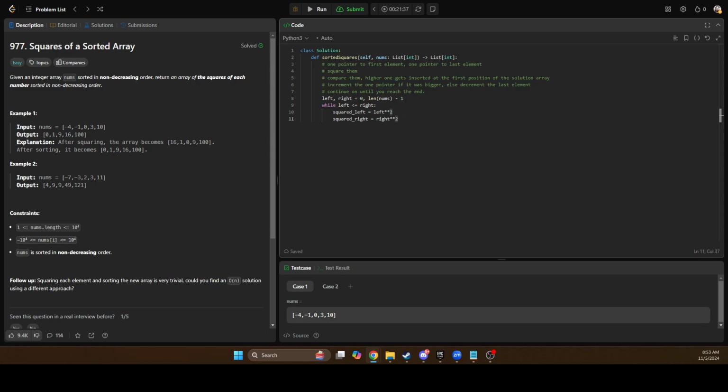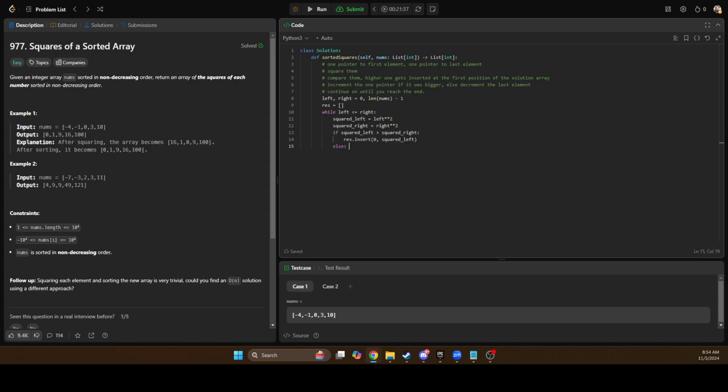If squared left is greater than squared right, we're going to have a res, res equals empty array. We're going to res insert 0 at the 0 position, squared left. But in all other cases, if it's equals, it doesn't matter. And if it's less than, then we just put in squared right.